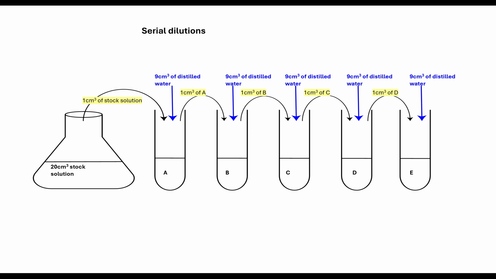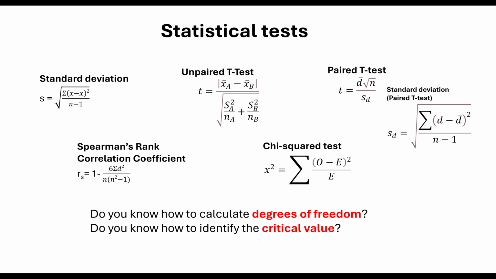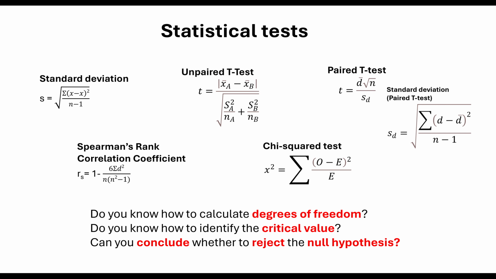Do you know how to do your serial dilutions, or do you know how to work back from serial dilutions? Do you know about statistical tests? Which statistical test are you going to decide to use for the data that they've given you? Do you know how to calculate your degrees of freedom? Do you know how to identify the critical value? Can you conclude whether to reject the null hypothesis or whether you are going to have not enough evidence to reject the null hypothesis?